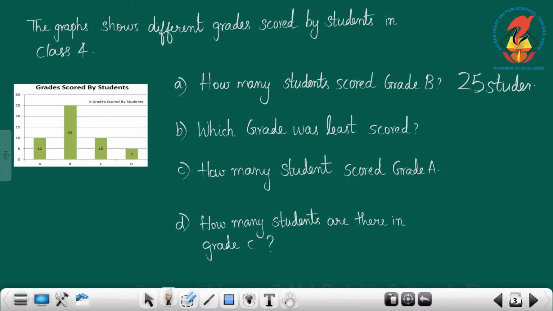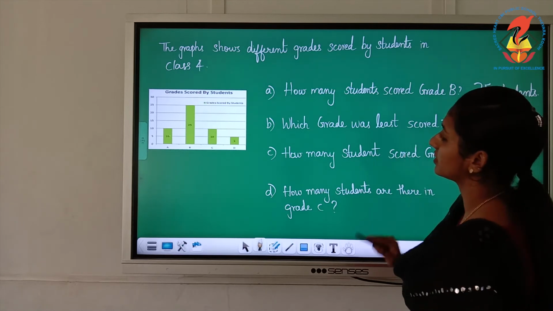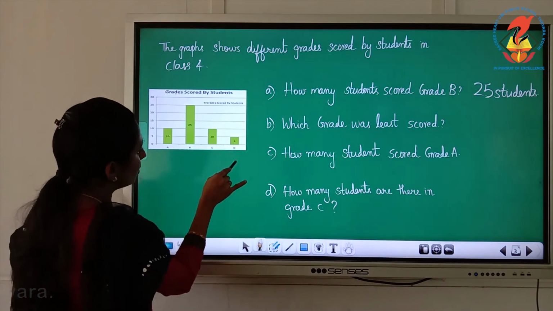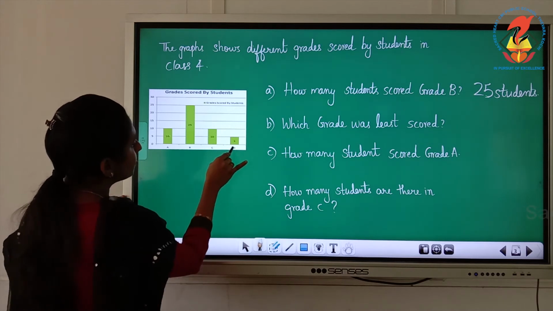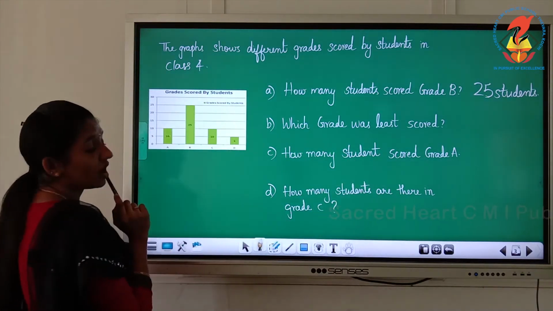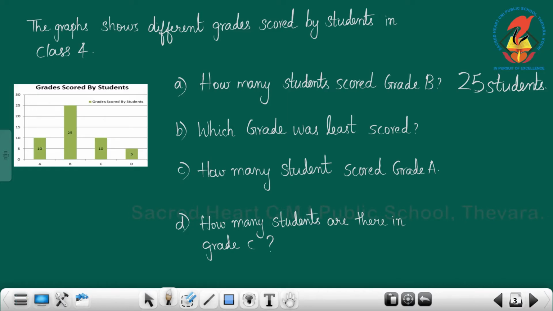The next question is, which grade was the least scored? When we analyze the graph, the minimum, the lowest marking, is grade D. How many students scored grade D? That is 5 students. That is the least scored. So the grade least scored is grade D.